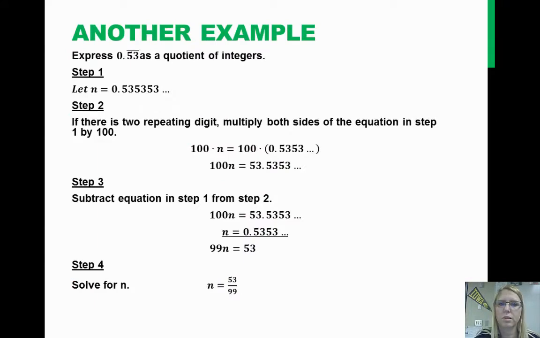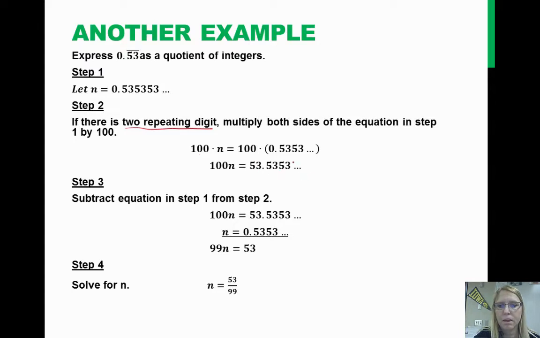Let's try a little bit harder one. We're going to take 0.53, and notice that when you repeat it, it's going to be 535353 repeating. So we're going to do the same thing that we did in the last one. With step 1, we're going to set n equal to that. But because there's 2 repeating digits on this one, we need to multiply by 100 because it has 2 zeros in it. So 100 times n and 100 times 0.53 repeating would be the same thing as 100n equals 53.53 repeating.